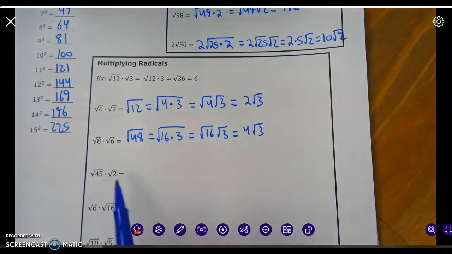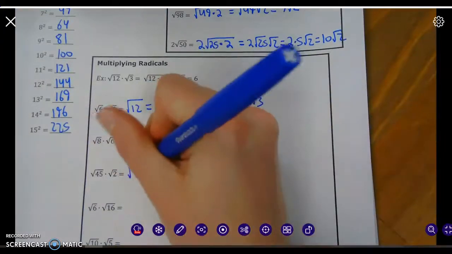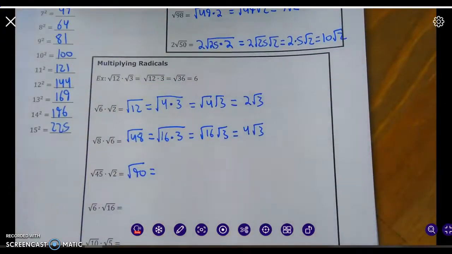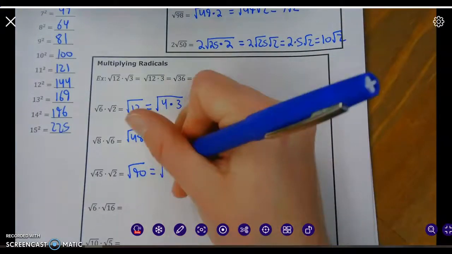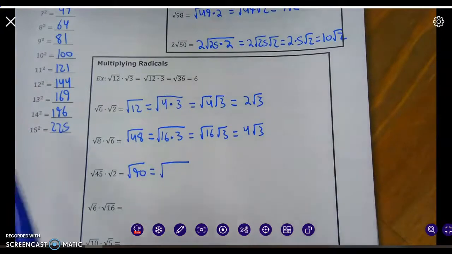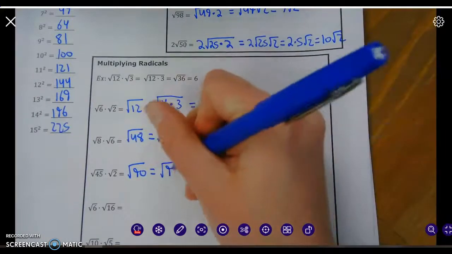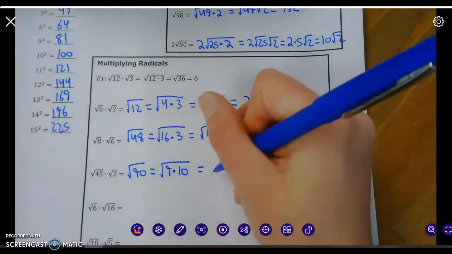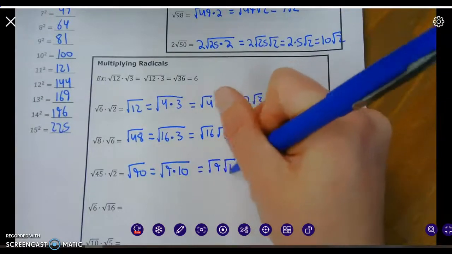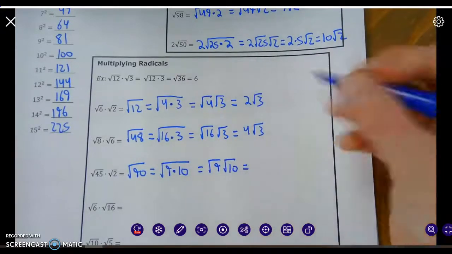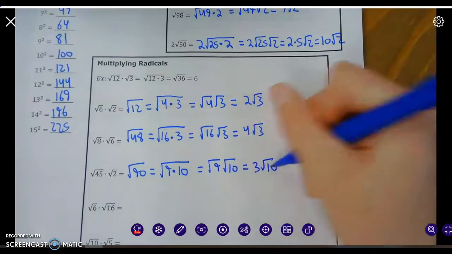Okay, then we have 45 and 2, so that is going to equal the square root of 90. So using our perfect squares list, I'm going to use 49, or sorry, not 49. I'm going to use 9 and 10. So the square root of 9 becomes 3, and square root of 10 stays square root of 10.